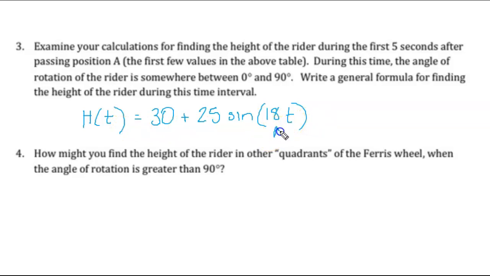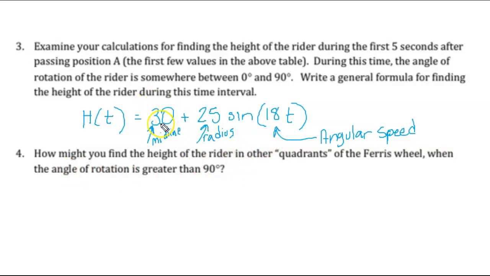And we talked about the different parts and where they came from. This 18 was our angular speed. How many degrees per second were we moving? And then this right here was our radius of our Ferris wheel. And this was our midline, the spoke in the middle, the axle that everything was moving around, was 30 feet above the ground. And so this was the building blocks that we had to use to figure out where we were on the Ferris wheel.